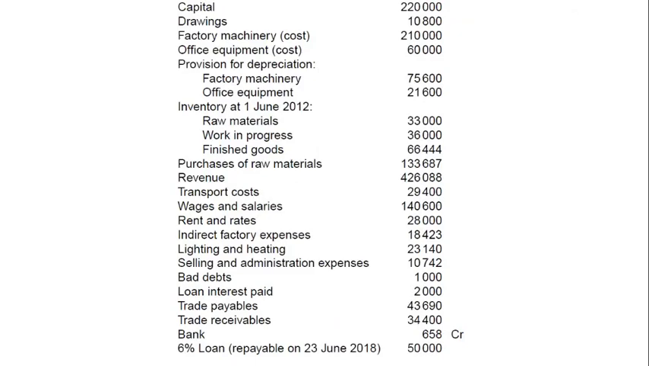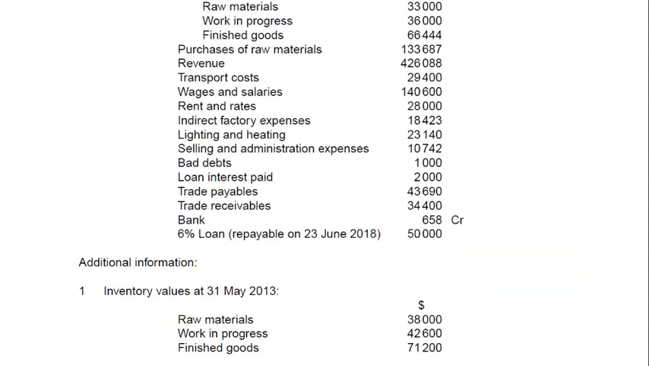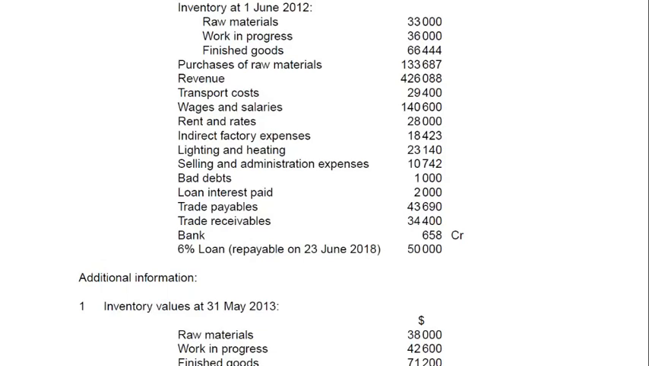And if you see the additional information right away, additional information is given for 31st May, that is closing. The inventory that is given in the list of balances is opening inventory because it is mentioned 1st June, and the inventory that is given in the notes, that is additional information, is always the closing inventory. And there is another hint, first is for opening and 31st is for closing, and there is another hint that 2012 is opening inventory and 2013 is closing inventory.